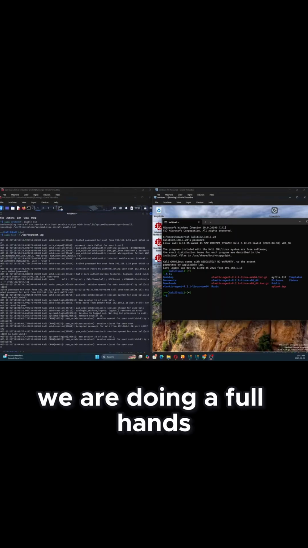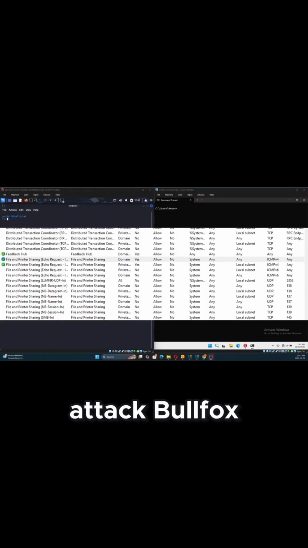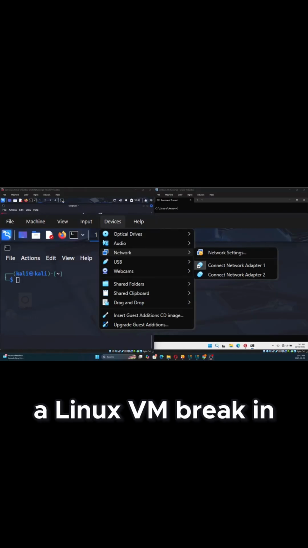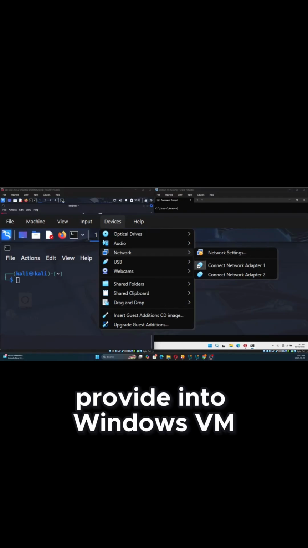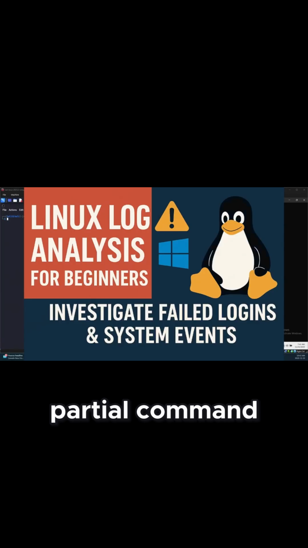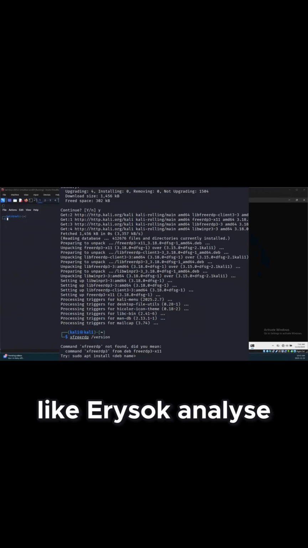Today, we are doing a full hands-on investigation. You will watch a simulated attack: Kali Linux, a Linux VM, break into a Windows VM and launch a suspicious PowerShell command. And we will also correlate all the logs together like a real SOC analyst.